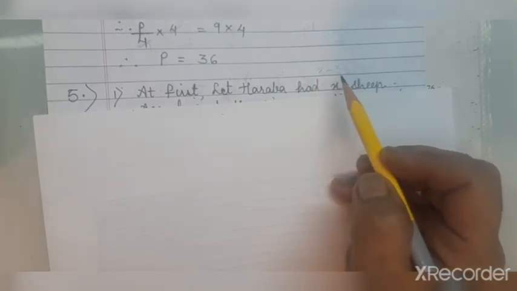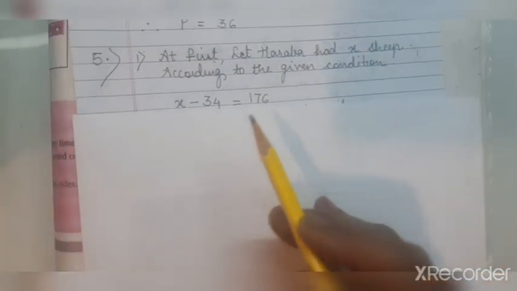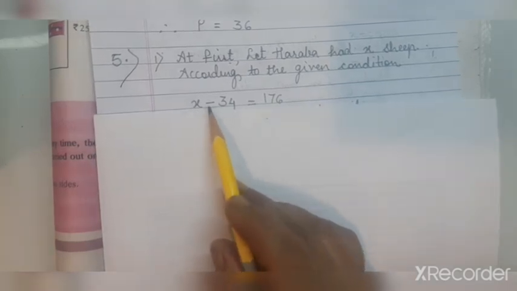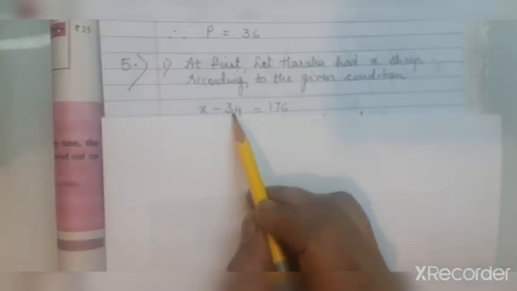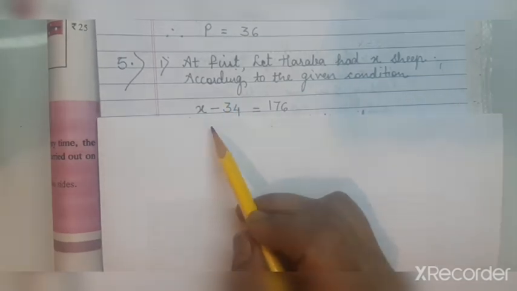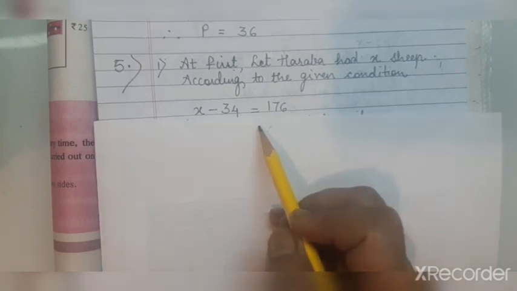After becoming less also, he has some sheep, and that is 176. So what will be the equation? He had x number of sheep. From that he sold 34, so 34 became less. So x minus 34 he is having now. How much is he having? x minus 34, which is equal to 176. They have given us the number of sheep that were left: 176.